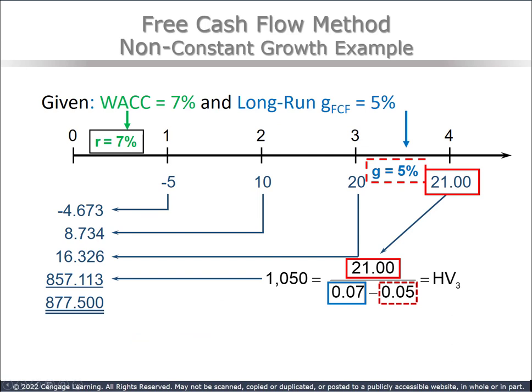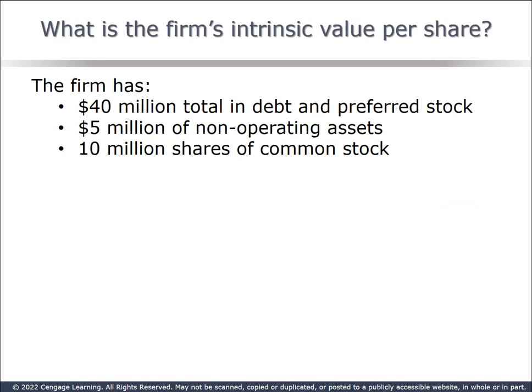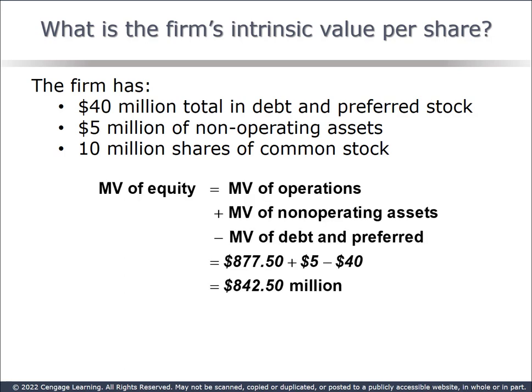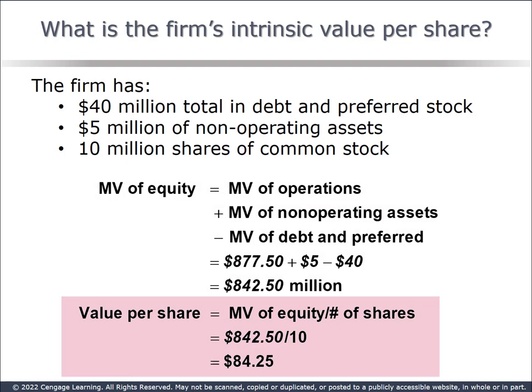With free cash flow, non-constant growth is frequently not a non-constant percentage, but rather estimates of free cash flow dollars. Other than being presented with dollars, the technique is the same as with a non-constant growth stock. Here, we find the value of the firm, $877.50 million. If the firm has $40 million in debt and preferred, $5 million in non-operating assets, and 10 million shares, the value of common equity is $877.50 plus 5 minus 40, $842.50 million. Divide by your 10 million shares, share value, $84.25.